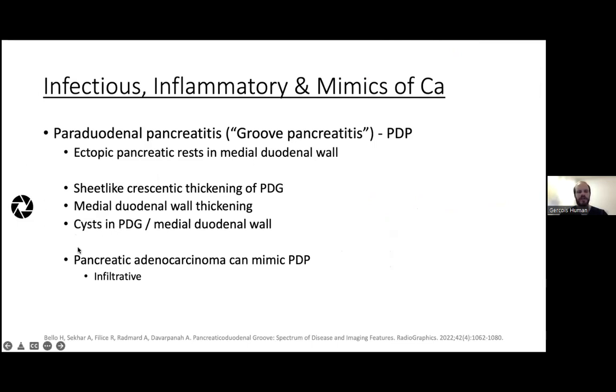So it looks like sheet-like crescentic thickening of this pancreaticoduodenal groove. The medial duodenal wall will often be thickened, and you can even see small cysts in the medial duodenal wall. The caveat is that pancreatic adenocarcinoma can often mimic paraduodenal pancreatitis, especially when it presents as an infiltrative process.